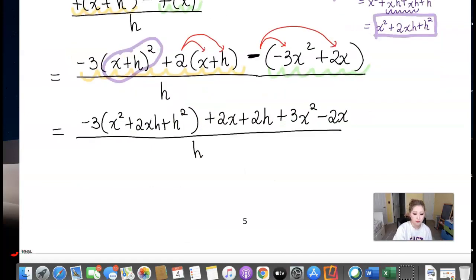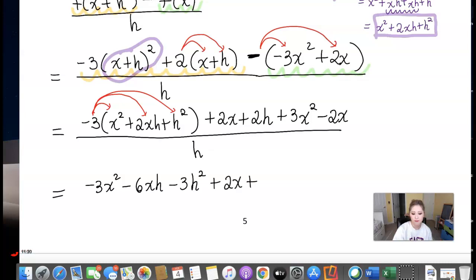Okay, I gotta distribute it one more time here. I need to distribute the negative 3 to these 3 terms inside. So what's that going to be? Negative 3x squared. Be careful. Negative 3 times positive 2 will give you negative 6xh. And what it used to be on h squared is now going to be negative 3h squared. And I'll just bring down the rest of them. They're just waiting. All over h.